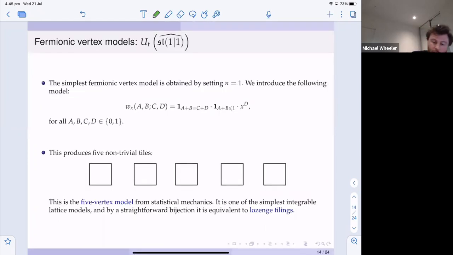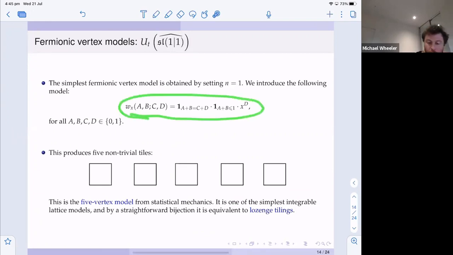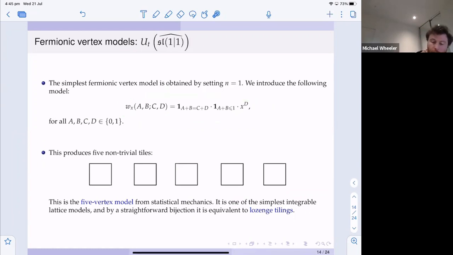So a simple kind of fermionic vertex model that you can consider is the 5-vertex model. So the 5-vertex model has the weights that are given here. So it's a special case of the one that we've just been looking at, where you set n equal to 1. So all of your vectors now are going to be just one-dimensional. And so around the edges of a tile, you have basically 0 or 1 at every single edge.